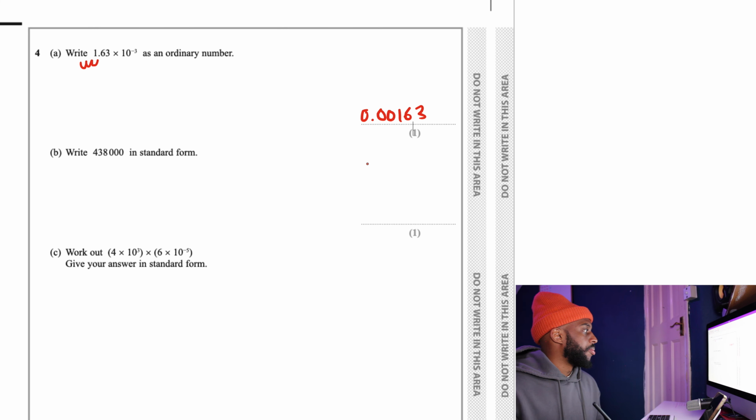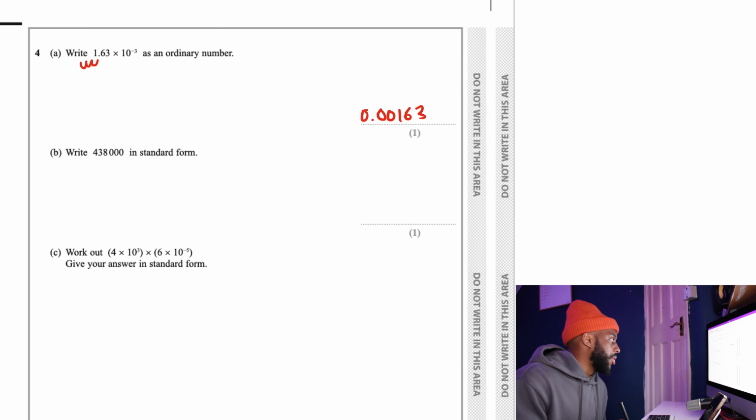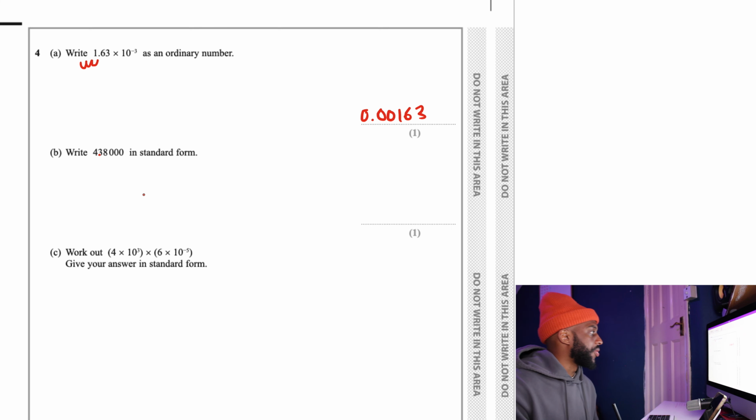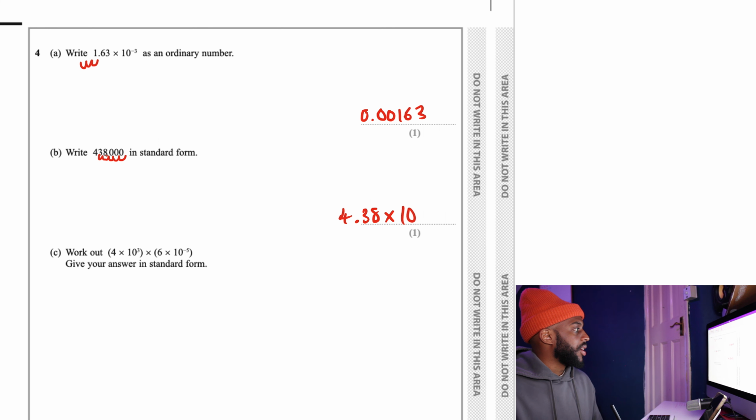Okay. Part B. Part B, we need to change this ordinary number into standard form. So you need to remember that with standard form, the first part needs to be between 1 and 10. So we're going to put our decimal in between the 4 and the 3. So we get 4.38, and we need to times it by 10 to the power of how many jumps there are. So 1, 2, 3, 4, 5. 5 jumps to make it this ordinary number. So 10 to the power of 5.